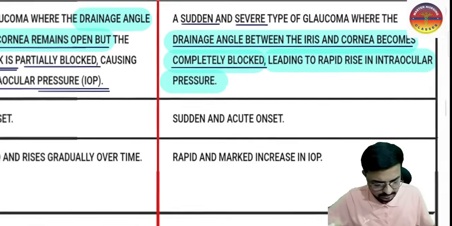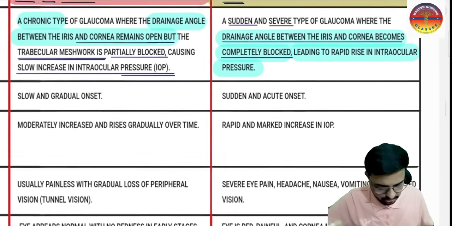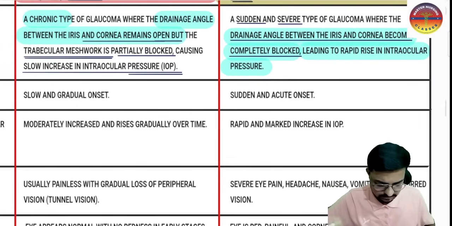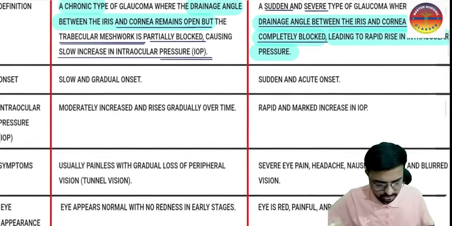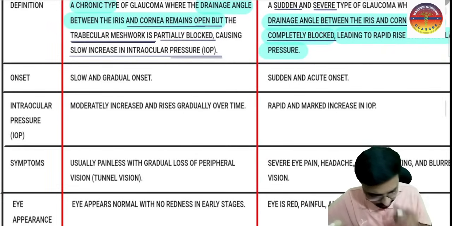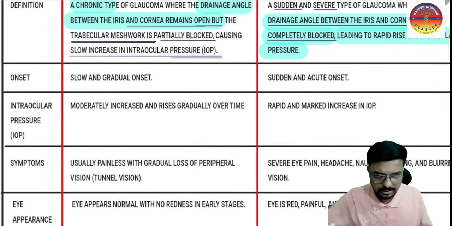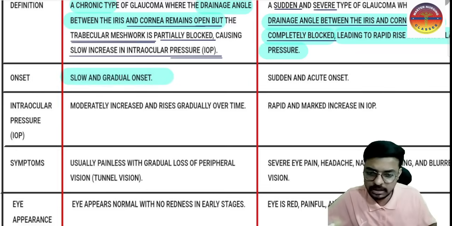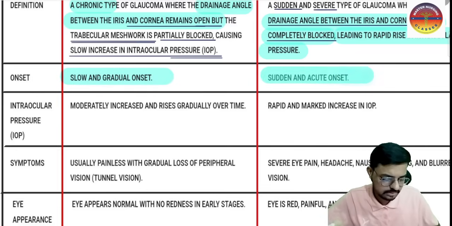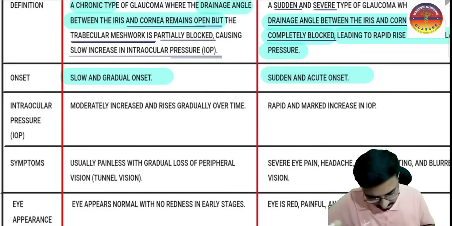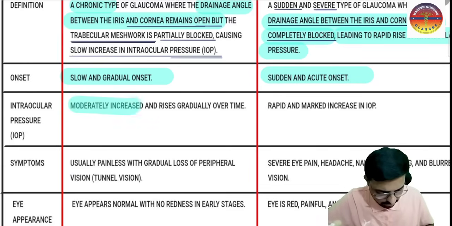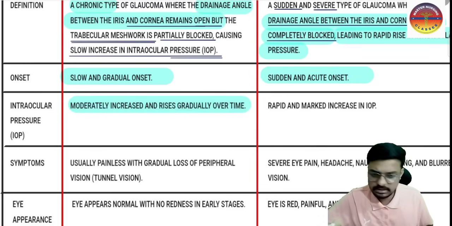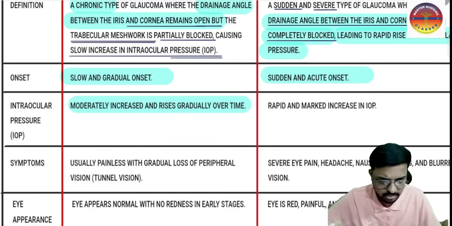I hope you understood the basic difference here. Now let me teach the further differences between the two. The onset of chronic open angle glaucoma is slow and gradual, and in acute angle closure it is sudden and severe. Intraocular pressure is moderately increased in open angle glaucoma because there is no complete blockage, there may be a partial blockage of the trabecular meshwork.